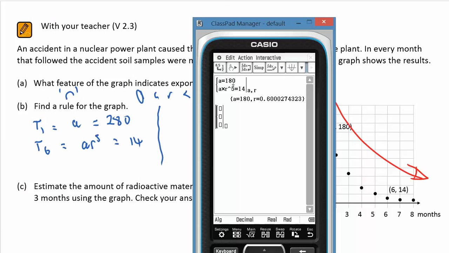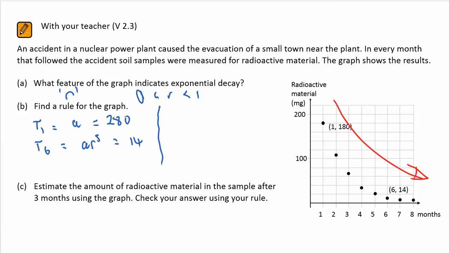I've entered a is equal to 180 using the simultaneous equation solver, and a times r to the power of 5 is equal to 14. Solving for a and r, and when I do that, a is equal to 180 and r is equal to 0.6. So I can straight away write out the equation as Tn equals 180 times 0.6 to the n minus 1.